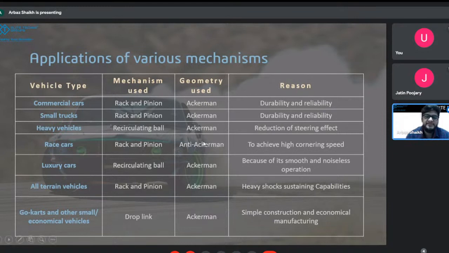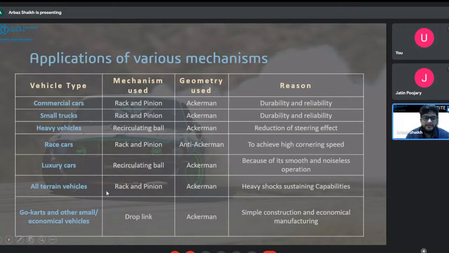And we go with anti-Ackerman geometry to achieve higher speed, because you can take advantage of the slip angle. Now, when you come to luxury car, we saw that we use recirculating ball type mainly because we want a smooth operation. And again, luxury cars are not going to go at high speeds. That's why we use the Ackerman geometry.